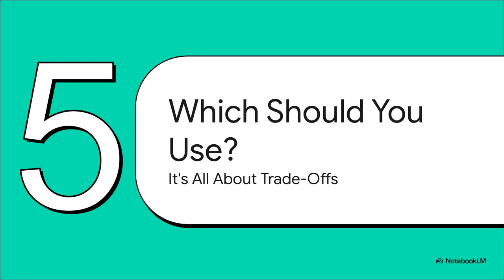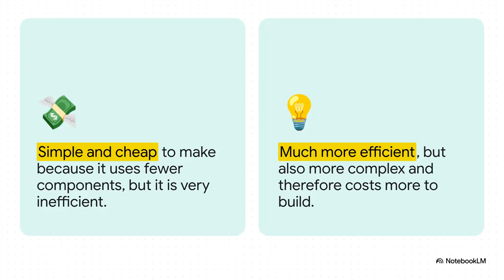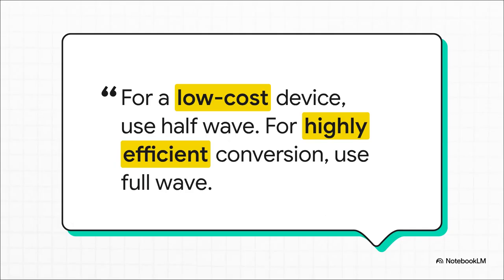So you might be asking yourself, with a difference that huge, why would anyone on Earth still use a half-wave rectifier? And that's a perfectly logical question. Well, like with almost everything in engineering, it all comes down to trade-offs. It really just boils down to this. The half-wave rectifier is incredibly simple and very, very cheap to make, but it's also incredibly inefficient. The full wave, on the other hand, is super efficient, but it's a bit more complex and costs a little more to produce.